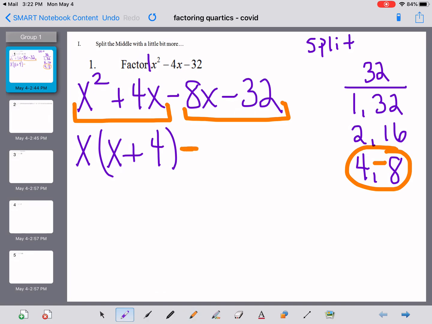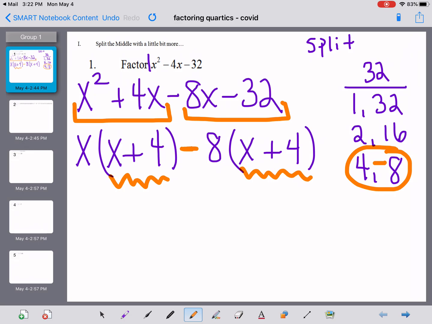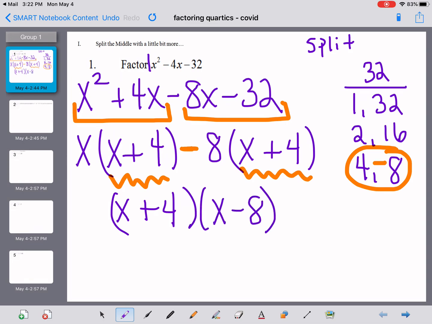I want to highlight that with a different color. But the greatest common factor is 8. Technically, it's negative 8. Negative 8x divided by negative 8 is x. Negative 32 divided by negative 8 is 4. And now what we see is we've got x plus 4 in each group. And then x minus 8. And we factored.